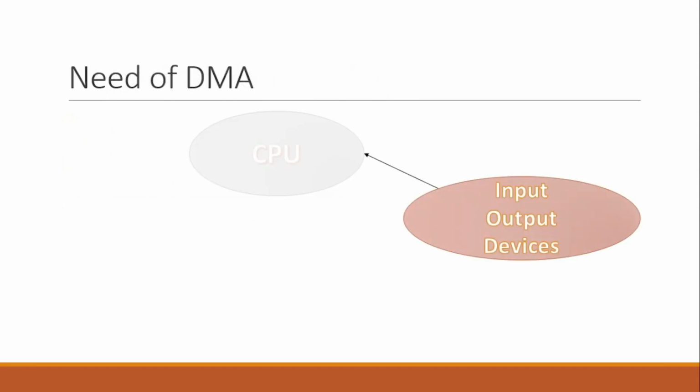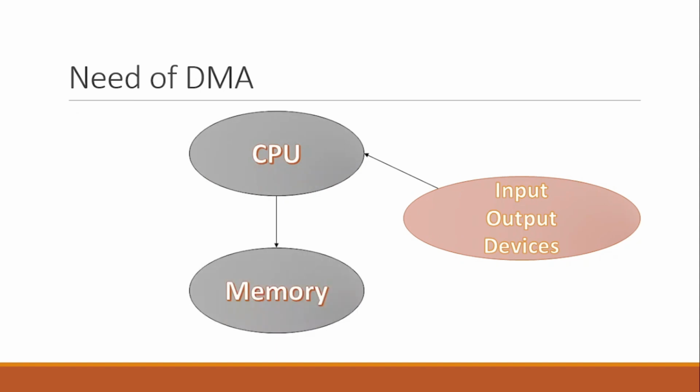Firstly, let's understand the problem to get a better understanding of the need of DMA controller. To provide memory access to the input-output devices, we need to first interrupt the CPU and ask for permission. Then the CPU will further process and grant the memory to I/O. As this is a two-cycle process, it is very time-consuming.